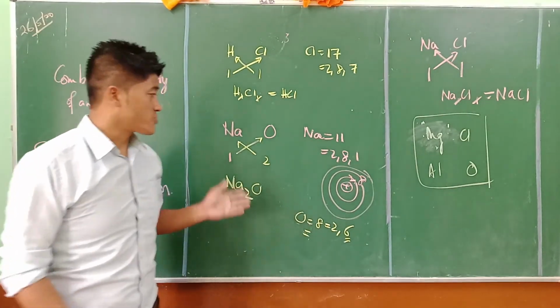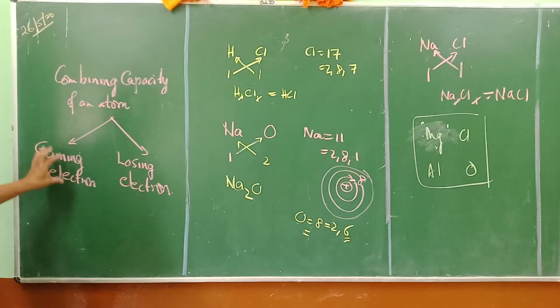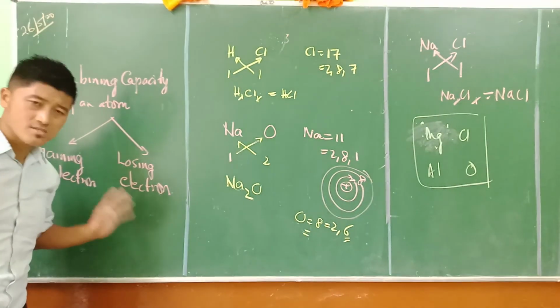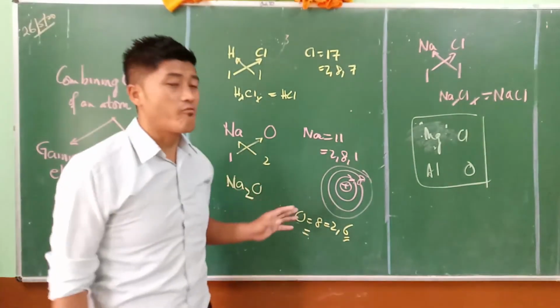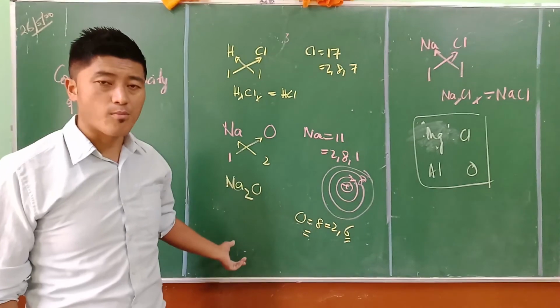Valency in general means the combining capacity of an atom by gaining electrons or by losing electrons. Is that clear? So this is the concept of valency. By using the valency method we can find out the chemical formulas also.